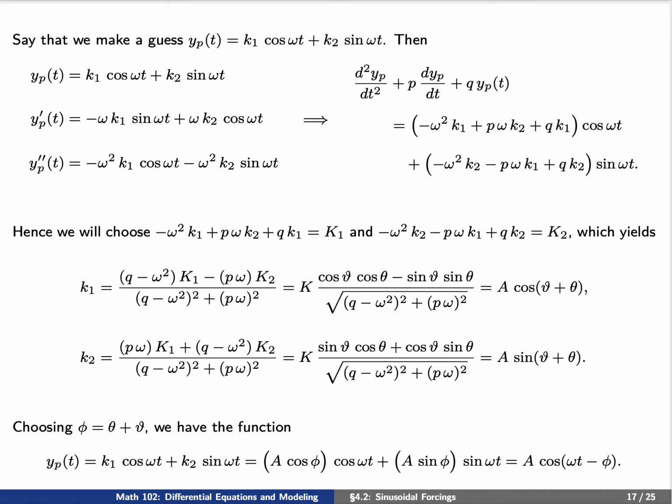So if we define phi as theta plus curly theta, then we find that our function y sub p of t, recall, was k1 cosine omega t plus k2 sine omega t, is equal to capital A times cosine omega t minus phi. In other words, whenever we have a sinusoidal forcing, we'll simply make the guess that our solution y sub p is lowercase k1 cosine omega t plus lowercase k2 sine omega t, and we can always solve for k sub 1 and k sub 2 in terms of uppercase K1 and uppercase K2.